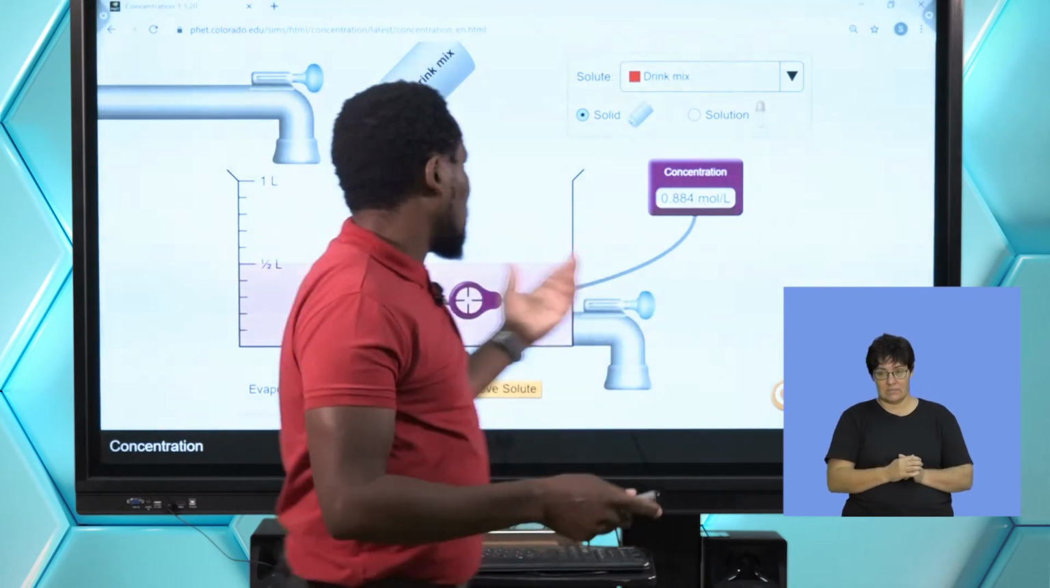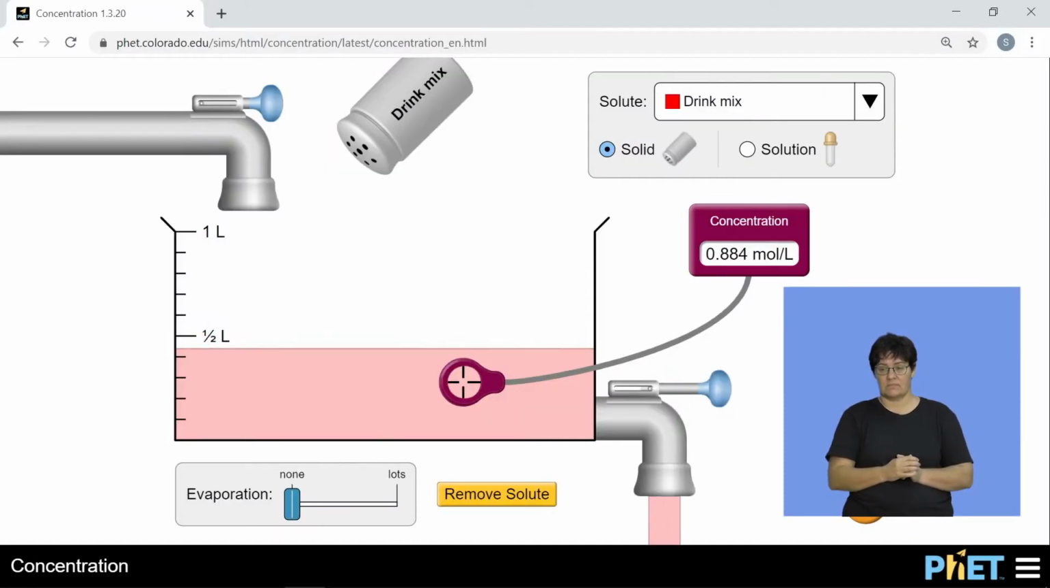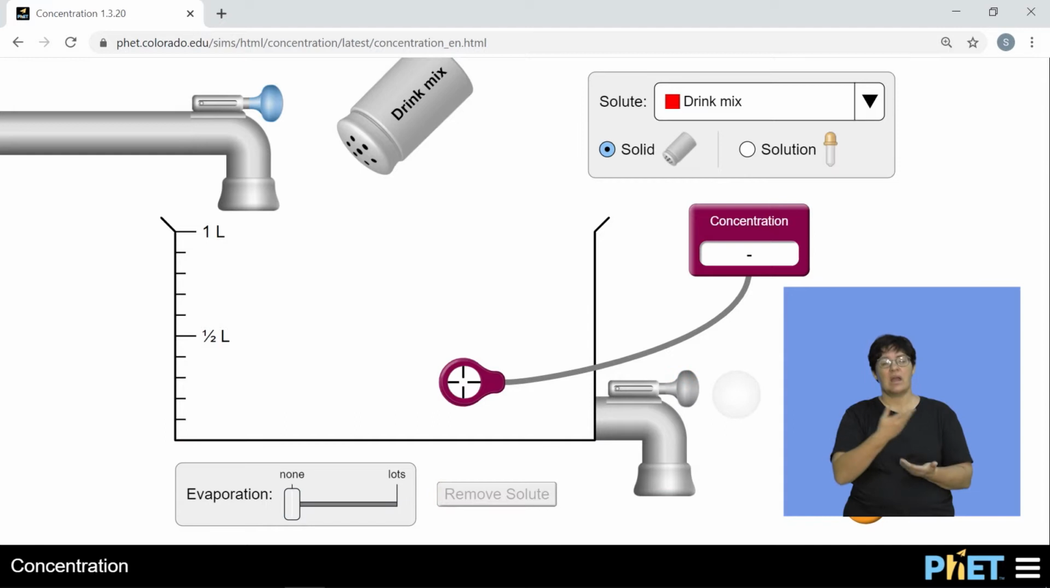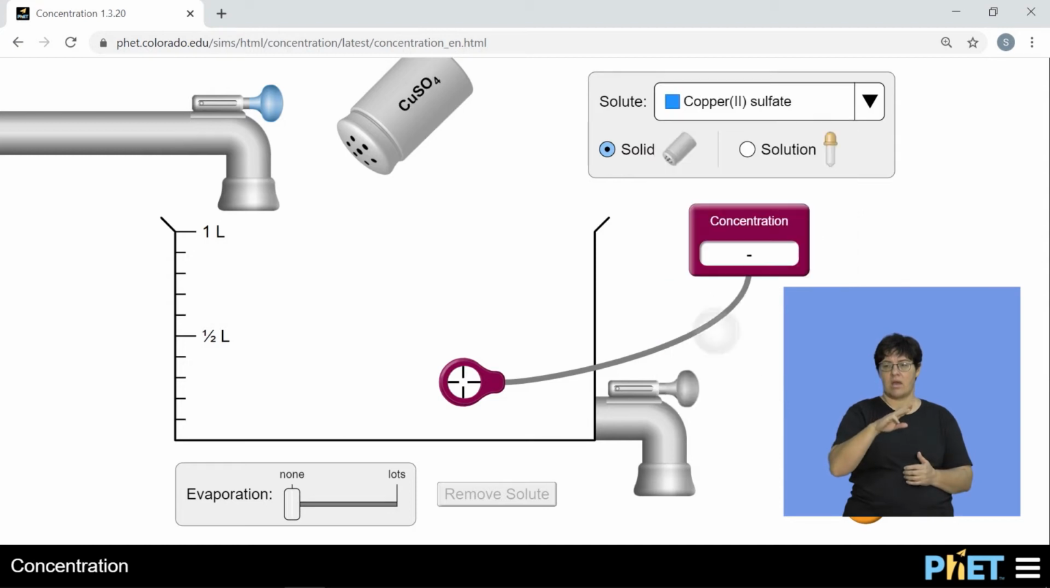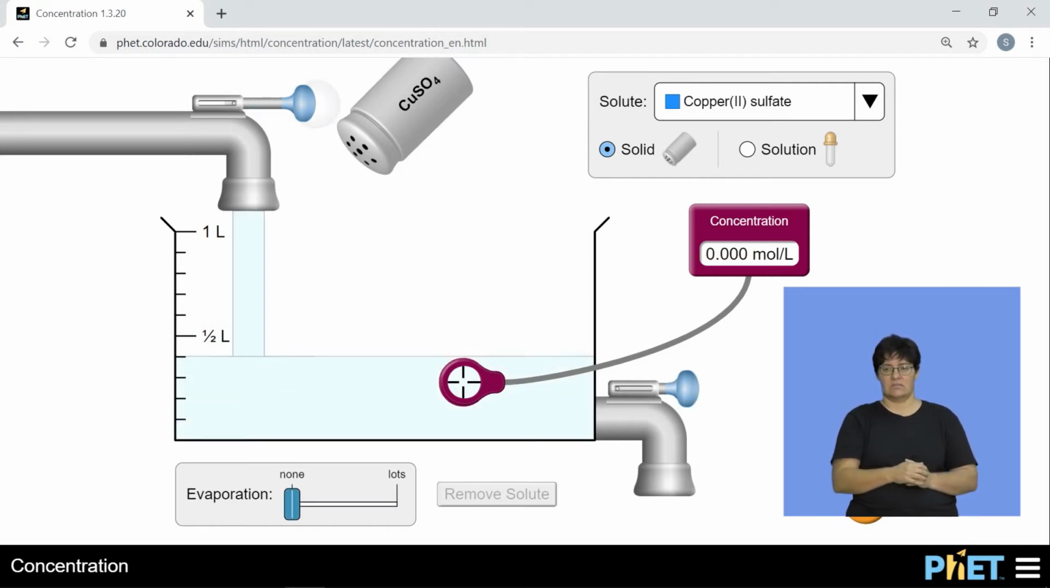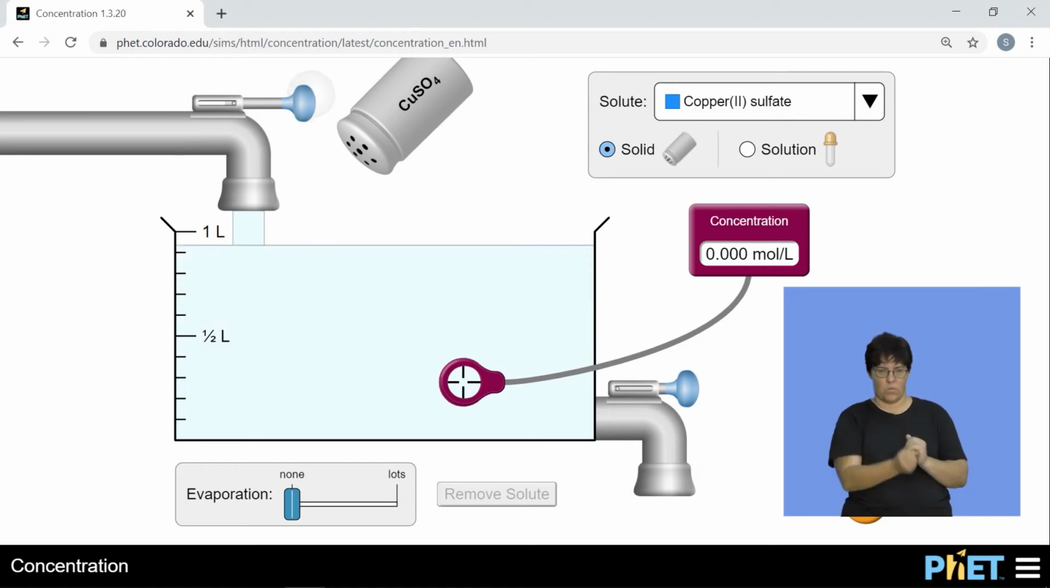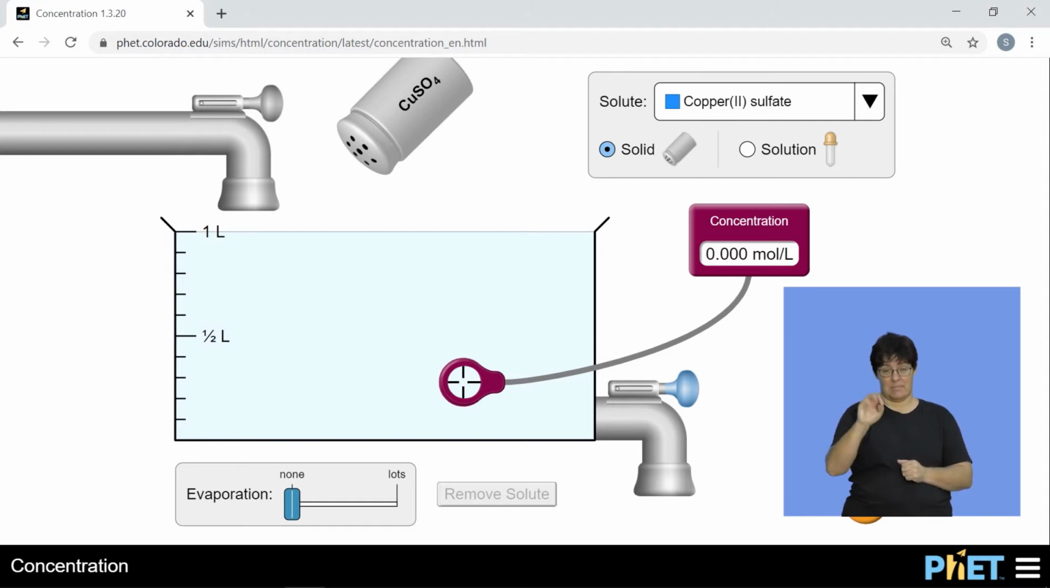We can change that and use actual substances. Let's say, for argument's sake, we use copper sulfate. There is copper sulfate. Then we have a certain amount of water in that. Let's use a liter for now and see what happens. So that's 1 liter, which is 1 cubic decimeter if you want to think of it.